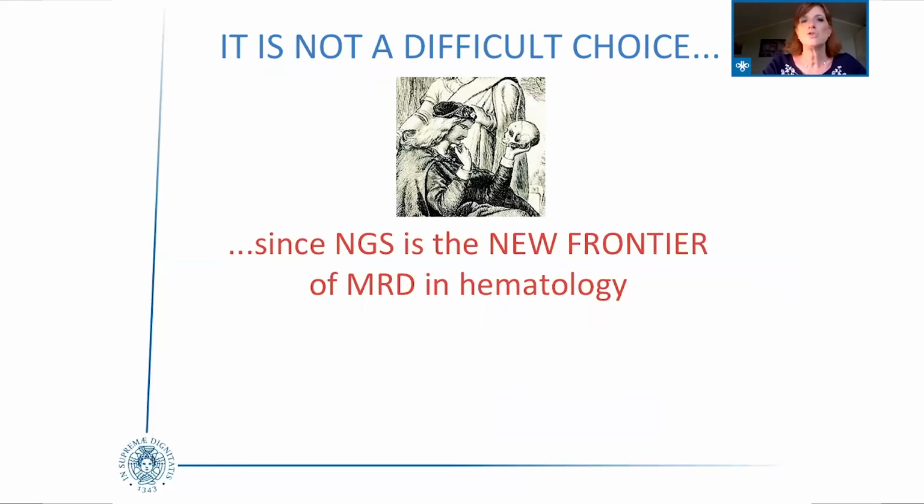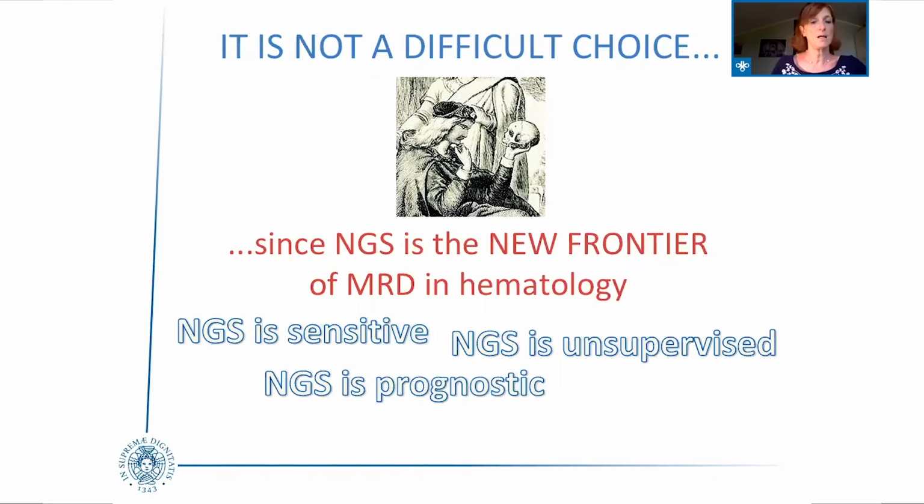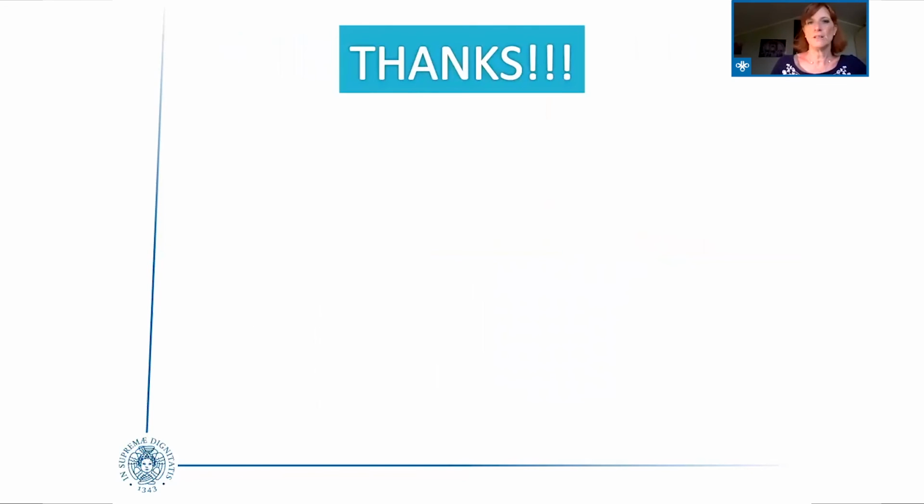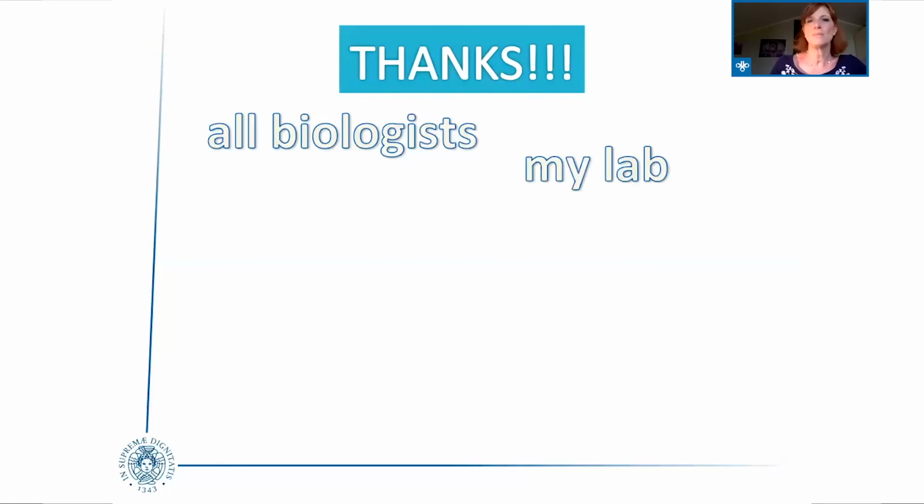So I think that NGS is really the new frontier of MRD detection in hematology, because NGS is sensitive, is unsupervised, is prognostic, and is feasible in different contexts, including the plasma. So I hope to have convinced you that NGS is feasible, NGS is not really expensive, and NGS is useful in MRD today.